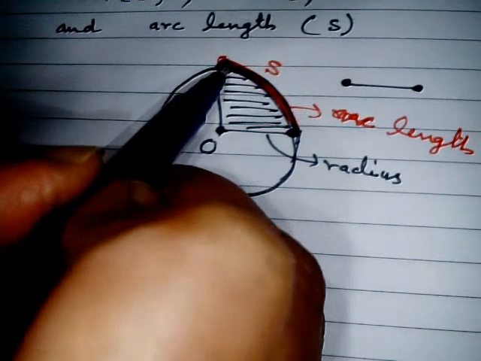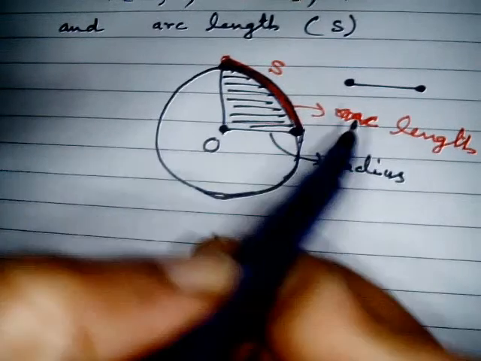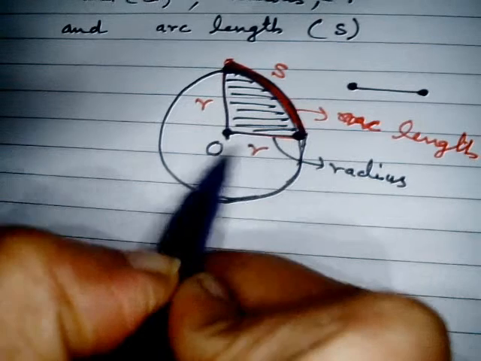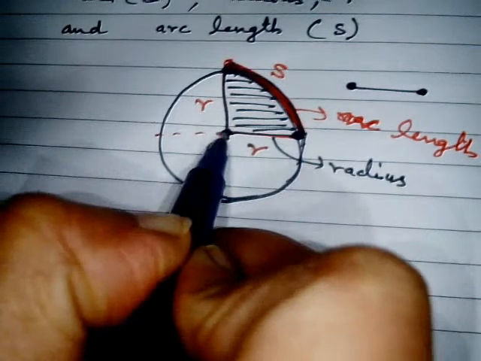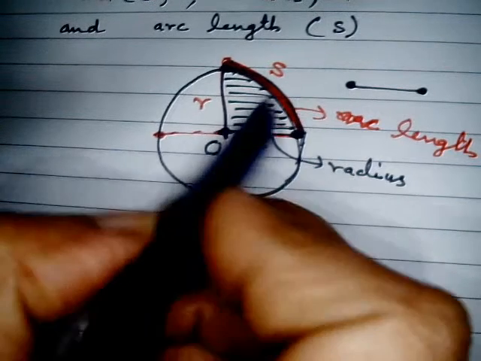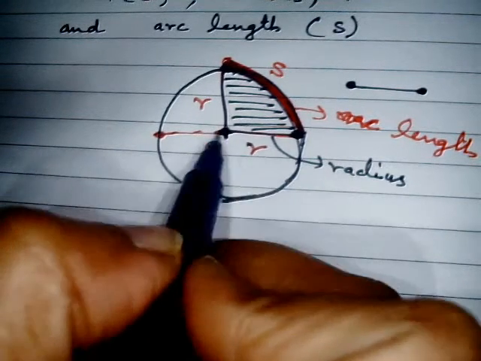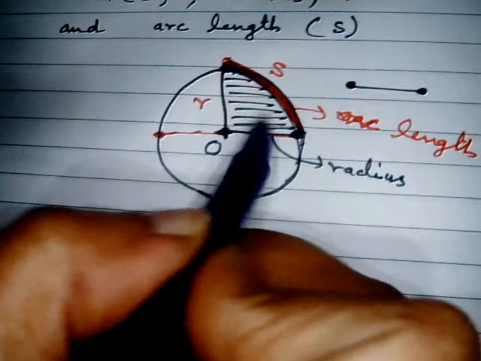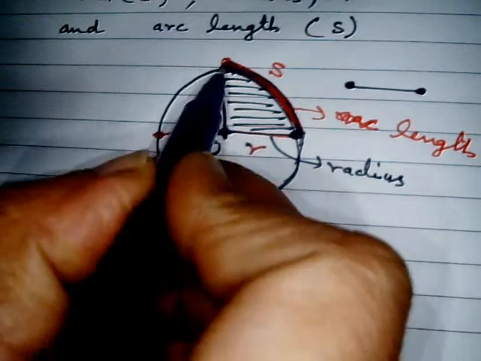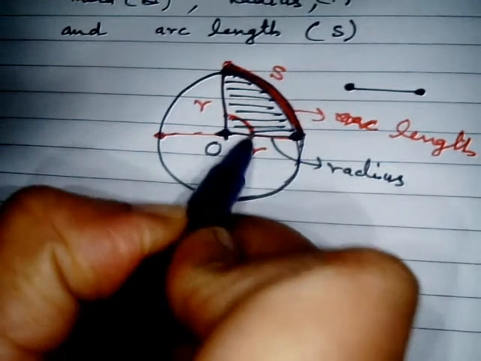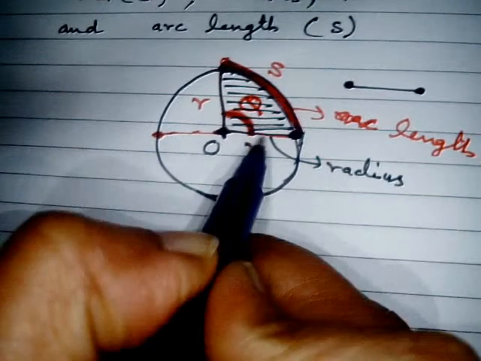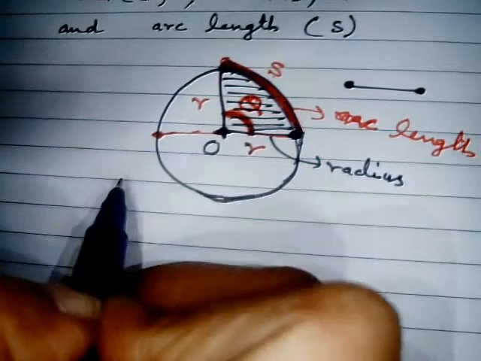This is the radius of the circle. If this is R, this is also going to be R, anywhere, as one end point lies on the center and the other on the boundary. Here I am going to talk about this section shaded by these lines. When this radius rotates from this point to this point, it rotates by an angle theta. So what is the relation between this theta, R and S?